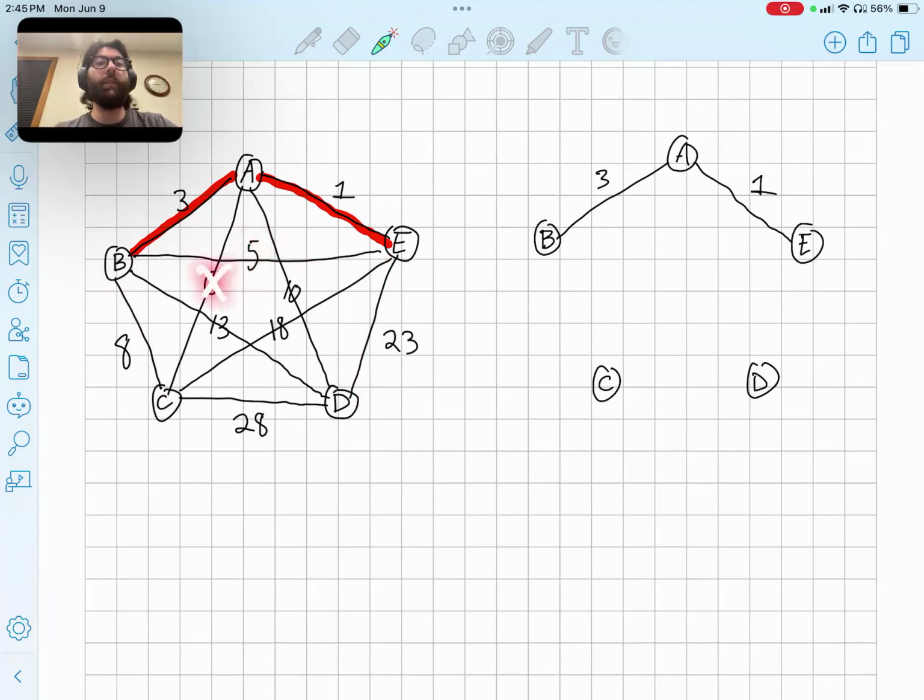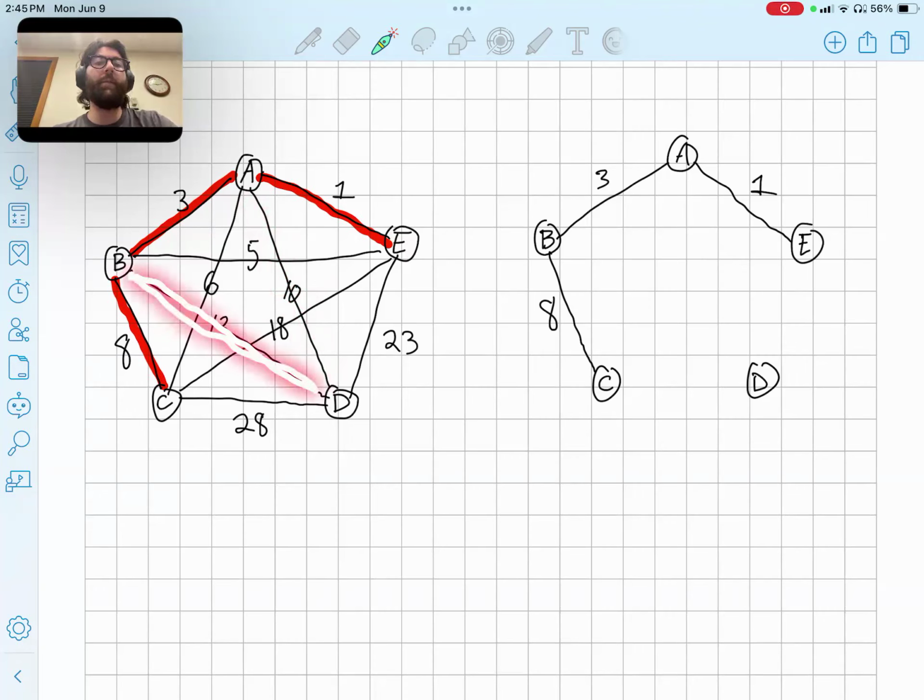Just like I said before, the 6 is out because A already has 2 highlighted edges connected to it. So my next best option is this 8, which is perfectly fine. It doesn't close off anything. Okay, and my next best after 8 is going to be this 10, which I also can't use because it's connected to A. So that's also out. Okay, so then my next best is going to be this 13.